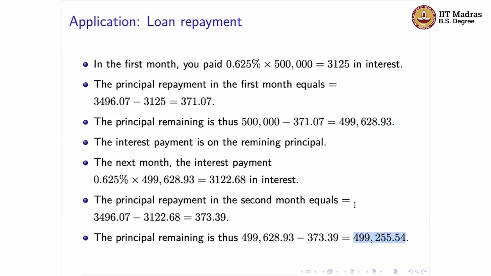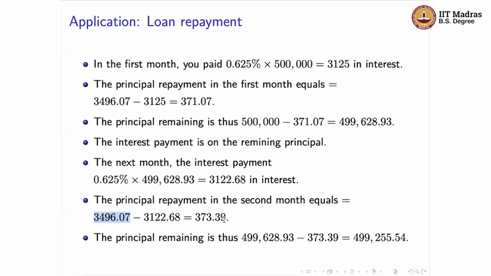Okay. Now, you can keep on doing the same calculation. Suppose you are required to calculate, in the third month, how much of that is the interest? Again, you can calculate that by doing 0.625% multiplied by 499,255.54. That will give you the interest payment. You are still repaying 3496.07 every month. So subtract the interest payment from this amount to get the principal payment.